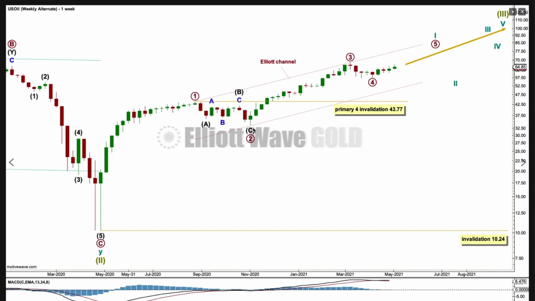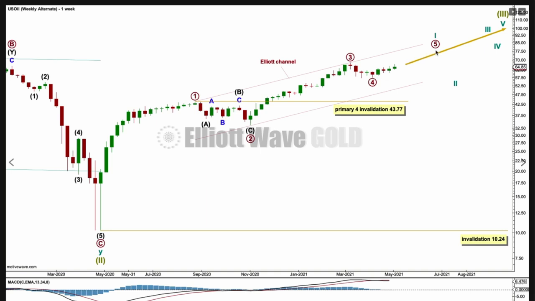Primary 2 could be over. Primary 3 also could be over. It's a little bit longer than primary 1. On this chart, because it's a semi-log scale, it doesn't look like 3 is longer than 1, but in terms of price, it actually is. They're fairly close to even in length. They have a relationship of equality. Primary 4 could be over here or here. I've got 2 daily charts now for you. Primary 4, if it does continue, may not move into primary wave 1 price territory below 43.77. It's possible for this wave count that primary 5 upward has begun.